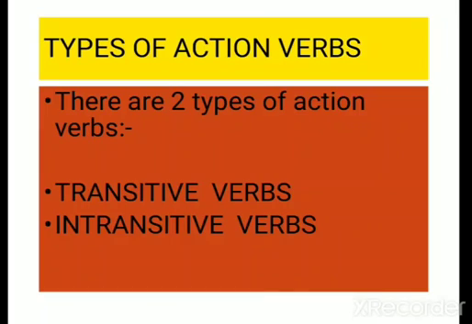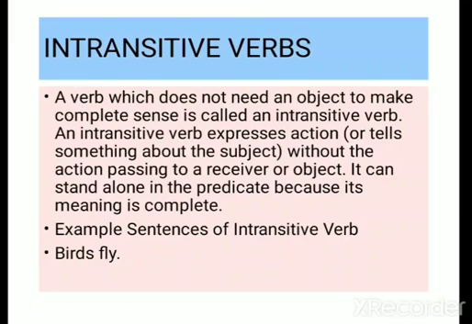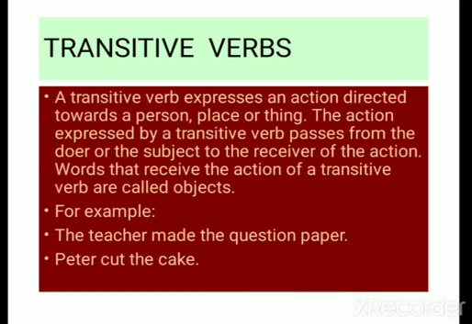The types of action verbs. There are two types of action verbs, namely transitive verbs and intransitive verbs. A transitive verb expresses an action directed towards a person, place, or thing.